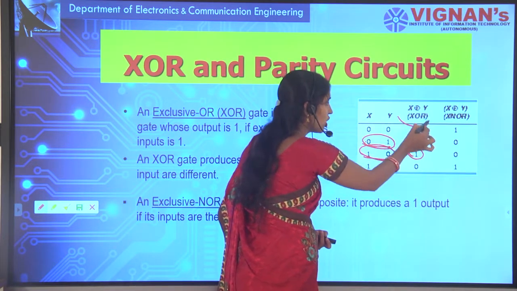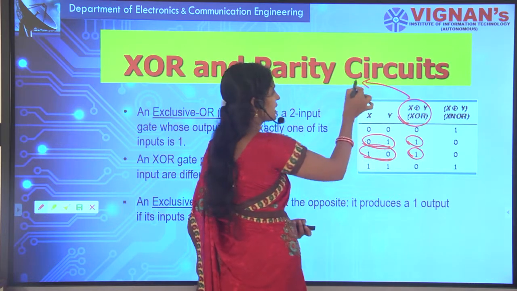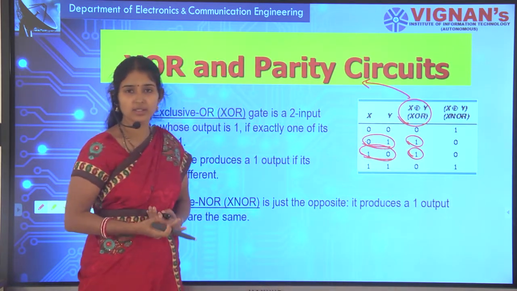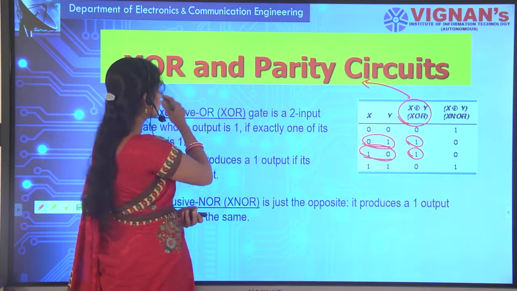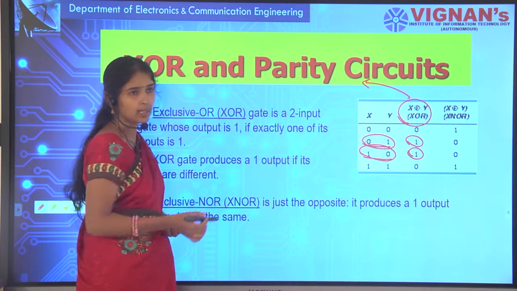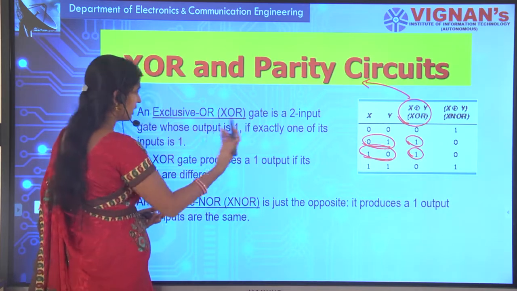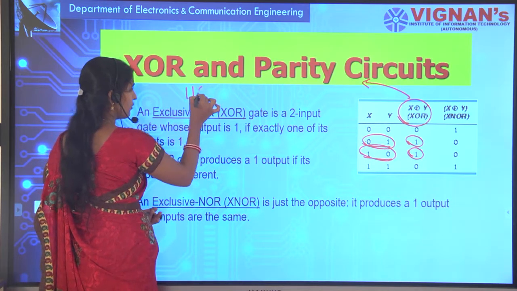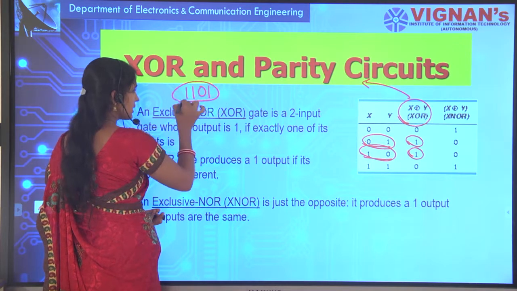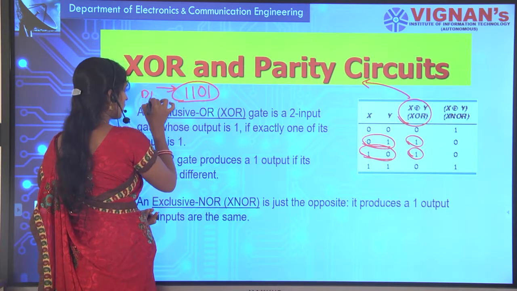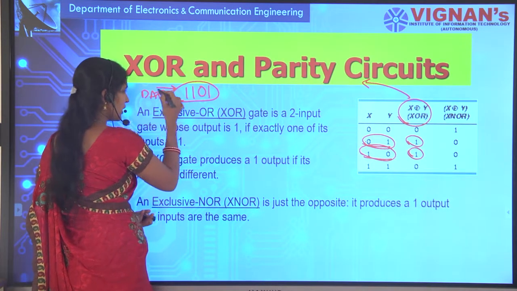See, the XOR circuit can also be used as a parity circuit. What is a parity circuit? What are parity circuits? XOR and parity circuits. That means whatever the data you are transmitting, suppose you want to transmit 1101. This is your data. This has to be transmitted.